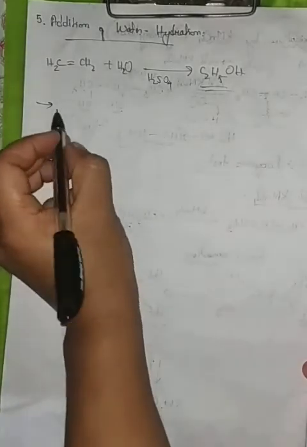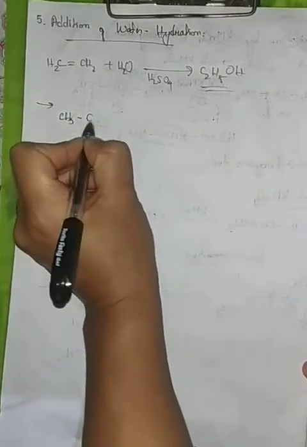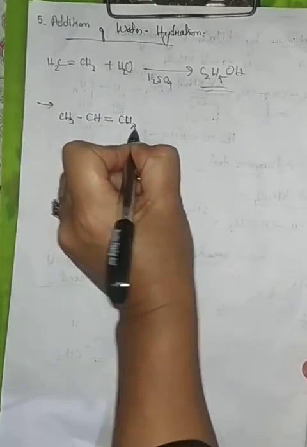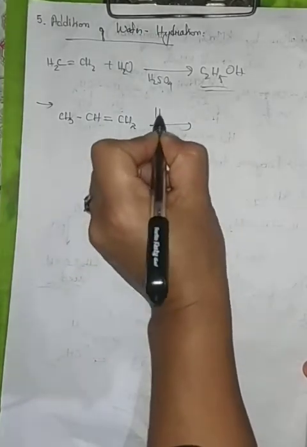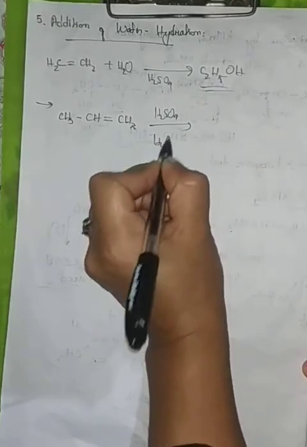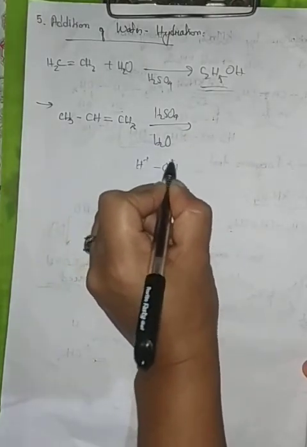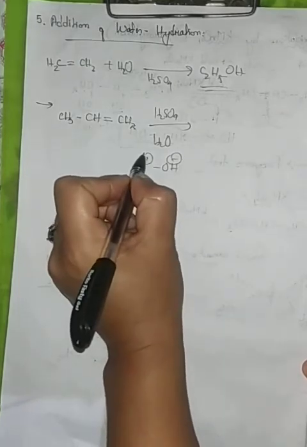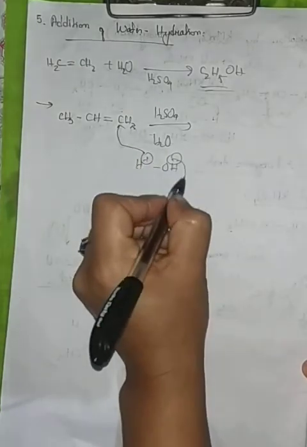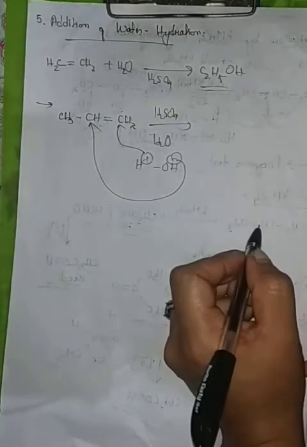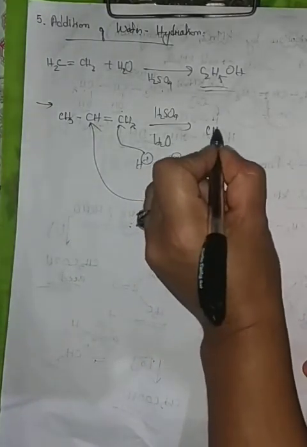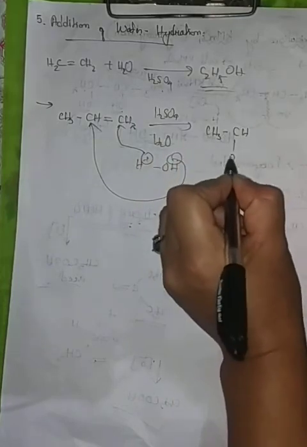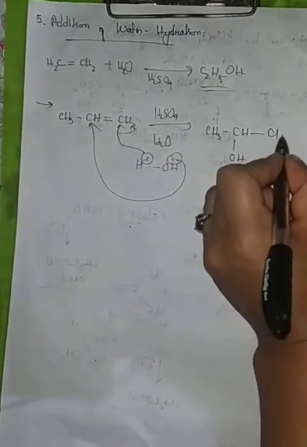Now in this reaction, if we take an example, CH3 CH double bond CH2 in the presence of H2SO4. Now we know that water can be broken up in this way. The H plus attacks the carbon atom having more number of hydrogen atoms, and OH minus attacks the carbon atom having the least number of hydrogen atoms. Therefore we would be getting here CH OH, and this CH2 would become CH3. Therefore in this process, hydration of alkenes takes place.